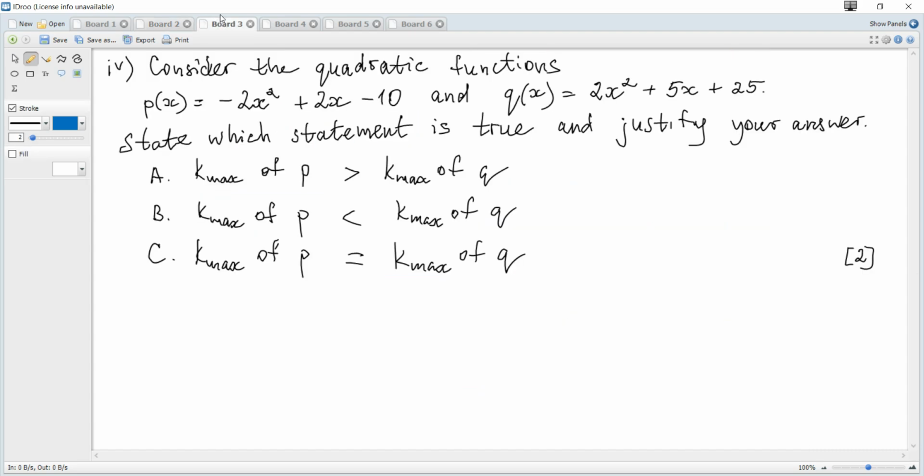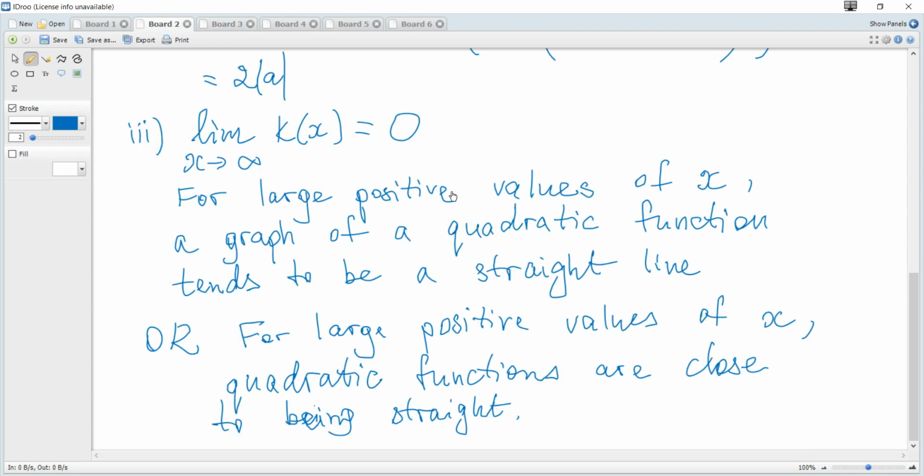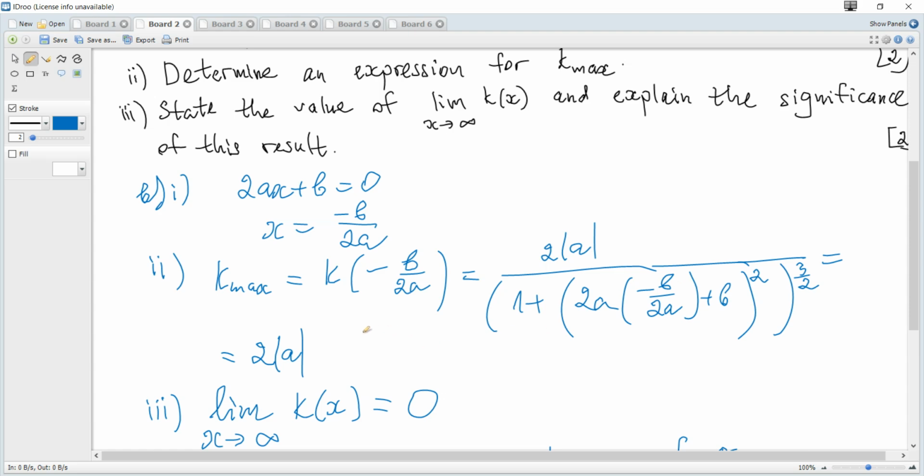The next, consider the quadratic functions p and q. State which statement is true and justify your answer. K max of p and k max of q should be compared. So what is k max for a quadratic function from the previous part? It's just 2 times the absolute value of a.